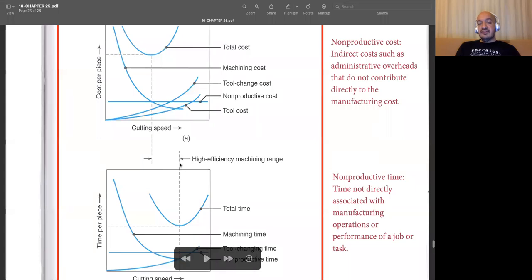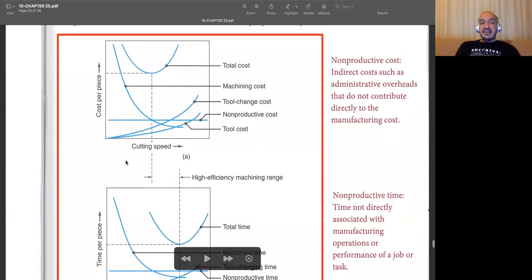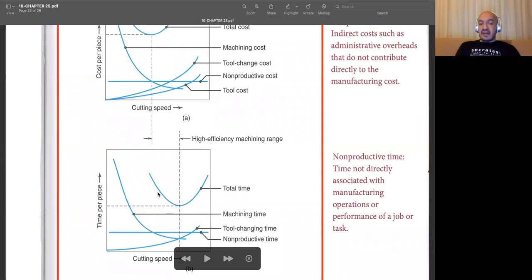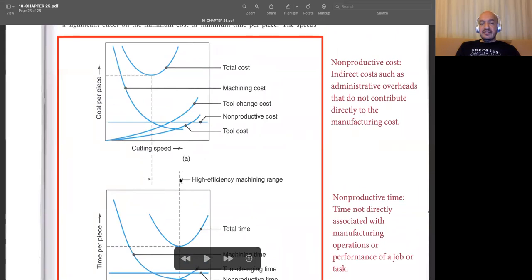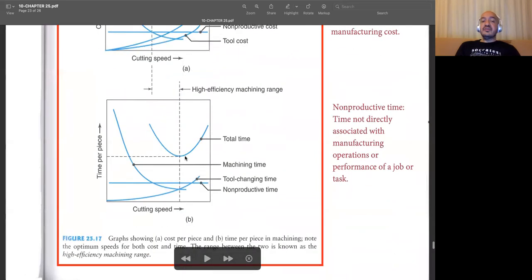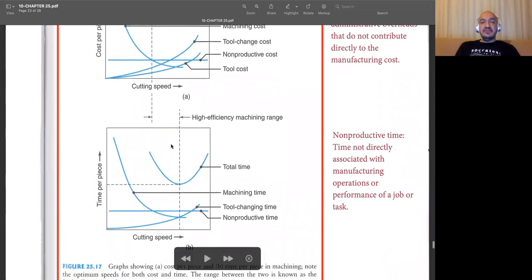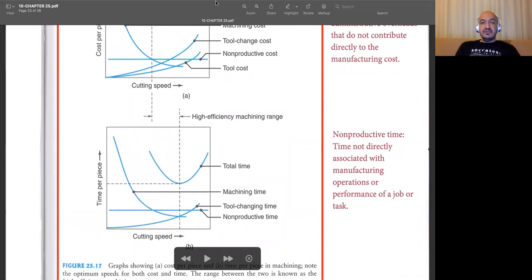Increasing it above this range or decreasing it below this range is not meaningful, since if you decrease a lot, then you'll be spending too much money and your time will be too much. So it's meaningless. Or if you increase it to very high levels, then again it's not meaningful, since you'll be spending more money and more time. So overall, this is the range you should always be using. Your cutting speed should always be between these two values.